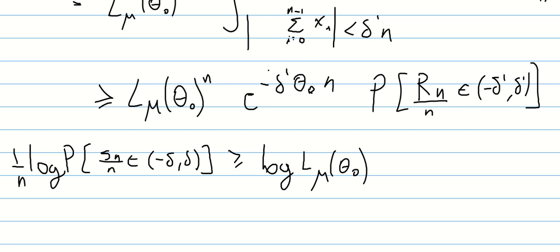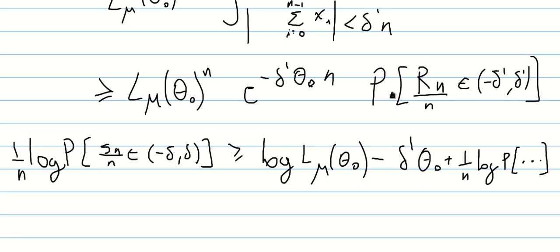Then we're going to get a log of this, so minus delta prime theta 0. You see the products become sums. The minus sign, the theta 0 and the delta prime go down. Then the log of e to the n is n, and divide by n disappears. And finally we have plus 1 over n log of some probability. I don't care. It is what it is.